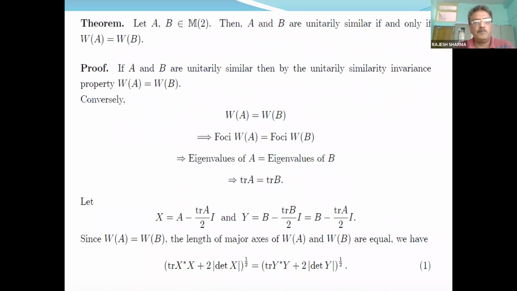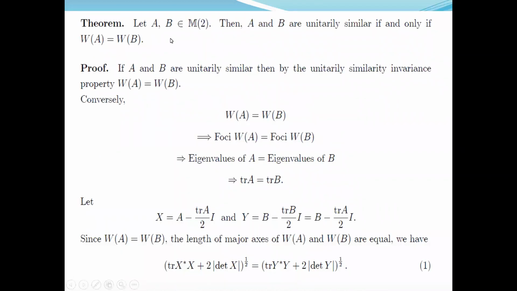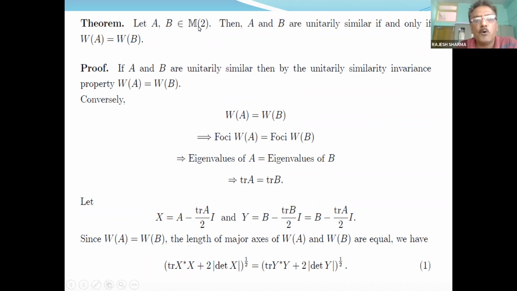Now we prove this main result. A and B are matrices of order 2. Then A and B are unitarily similar if and only if their numerical ranges are the same. We have already discussed that if A and B are unitarily similar, then their numerical ranges are the same. We have to discuss now the converse part. Now suppose the numerical ranges of A and B are the same.